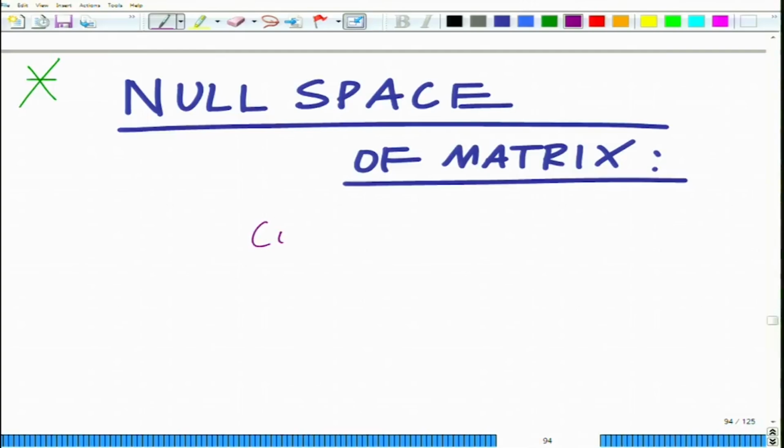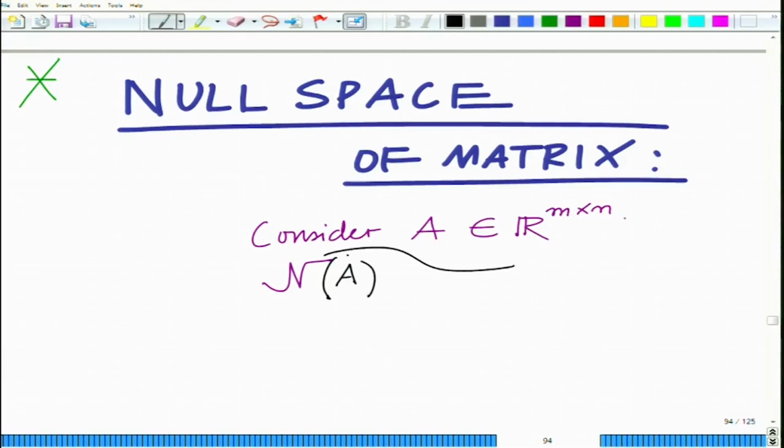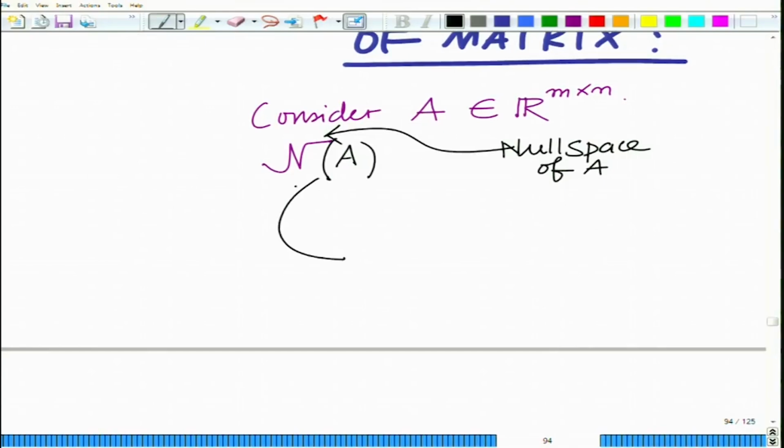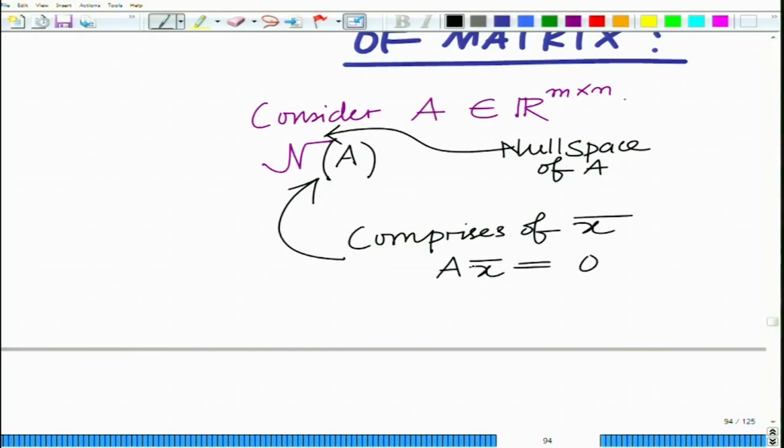Now, consider a matrix A that is an M cross N matrix, then the null space of A, denoted by this symbol N of A, comprises of all vectors x bar such that A x bar equals 0, that is, the set of all vectors x bar such that when multiplied by A, A x bar equals 0. Alright. So, that is basically that set.